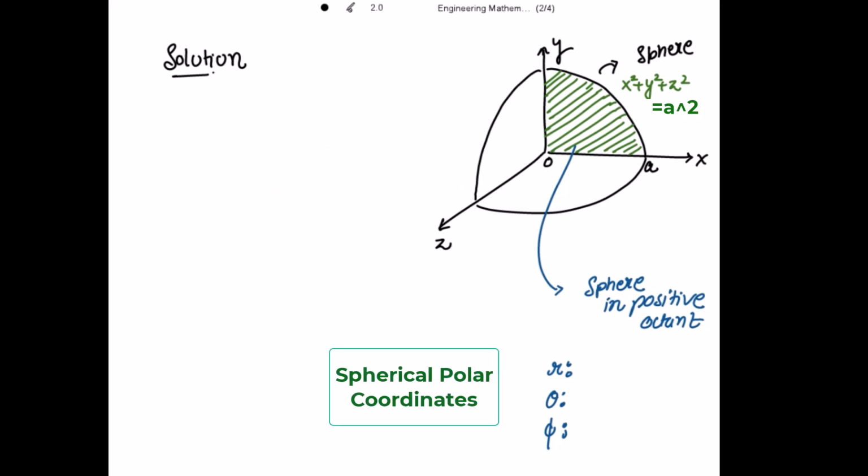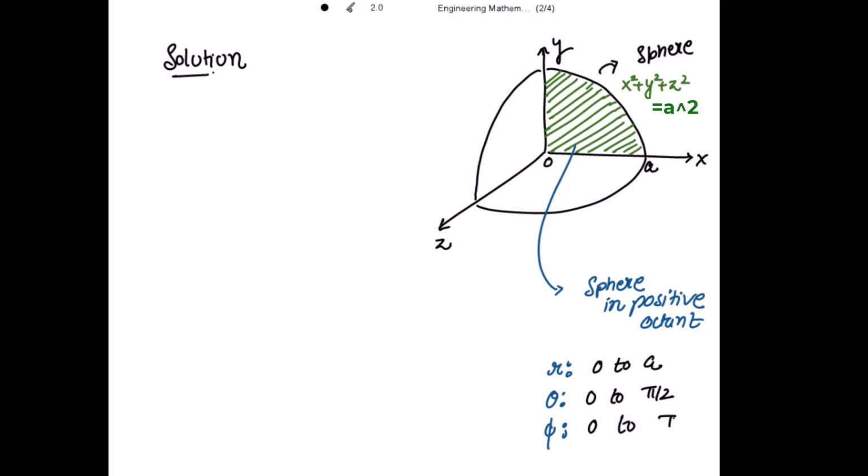And when we consider the spherical polar coordinates, then the limits of r is from 0 to a. The limits of theta is from 0 to pi by 2. Please remember this always. And the limits of phi is from 0 to pi by 2. Right? So let's take V to be the volume of the sphere in the positive octant.